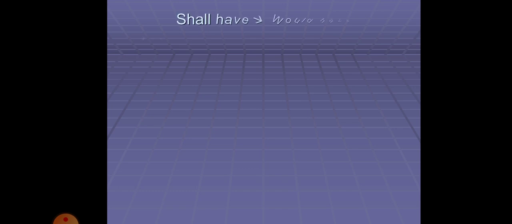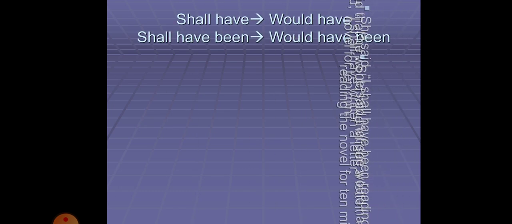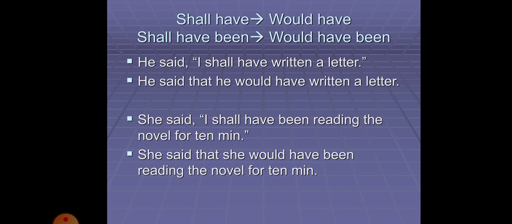Next you have shall have and shall have been. Shall have will be changed into would have. Shall have been will be changed into would have been. Now these are the statements. He said, I shall have written a letter. He said that he would have written a letter. She said, I shall have been reading the novel for 10 minutes. She said that she would have been reading the novel for 10 minutes.